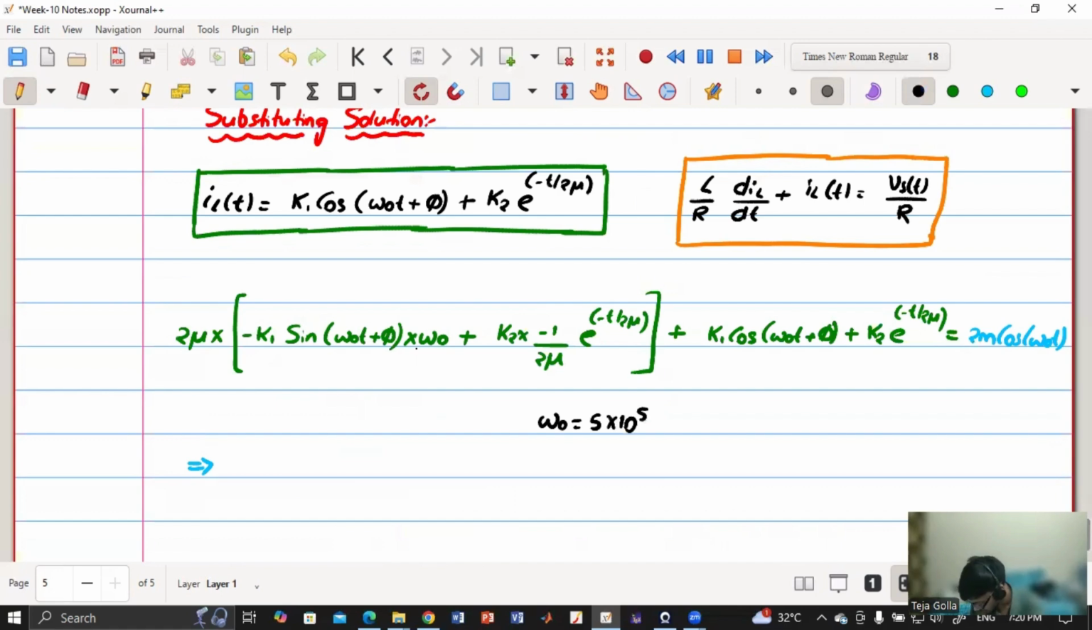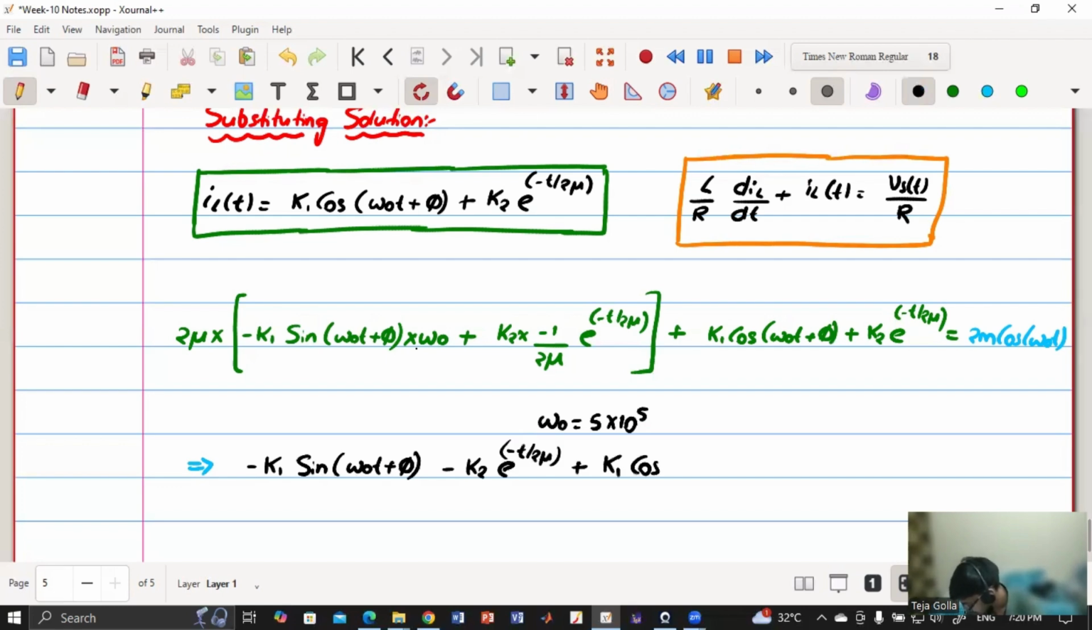If you substitute that, you will get minus K1 sine omega naught t plus 5 minus K2 into e to the power minus t by 2 micro.